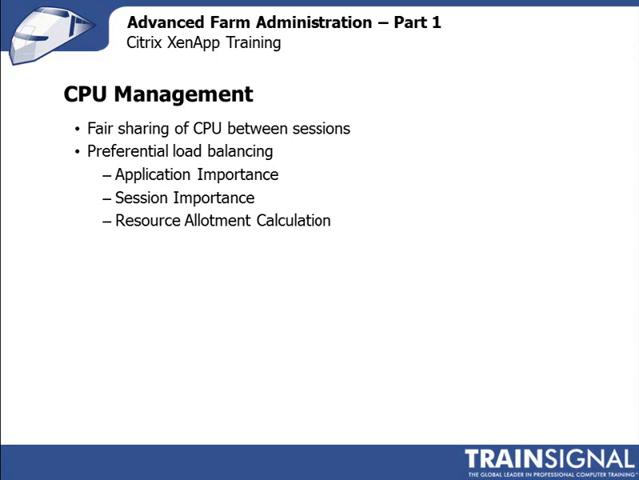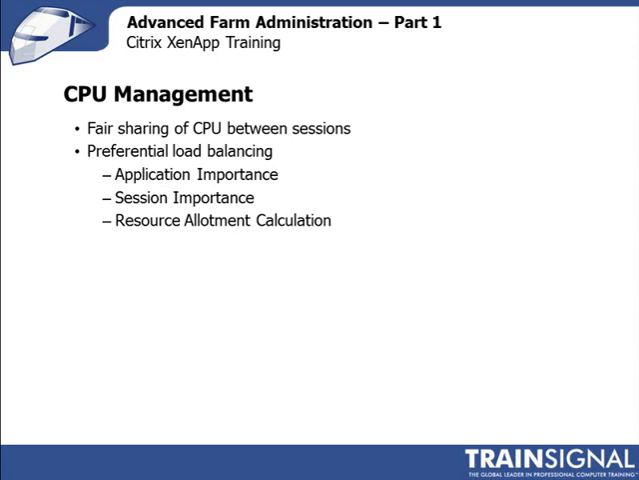So one of the things that you can do is you can implement what's known as fair sharing of CPU between sessions, which means that if 10 users are logging onto a XenApp server or 20 users are logging onto a XenApp server, one user can't consume 90% of the CPU while the others share the remainder. It will divide the CPU resources as equally as possible among the sessions that are connected to this particular XenApp server.